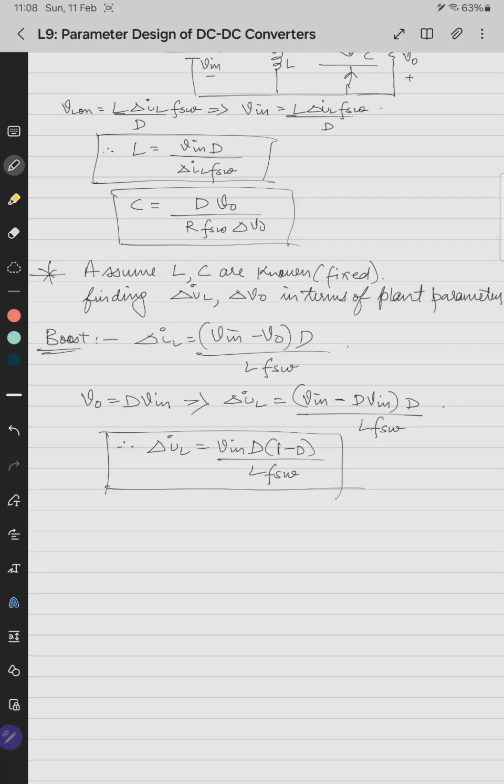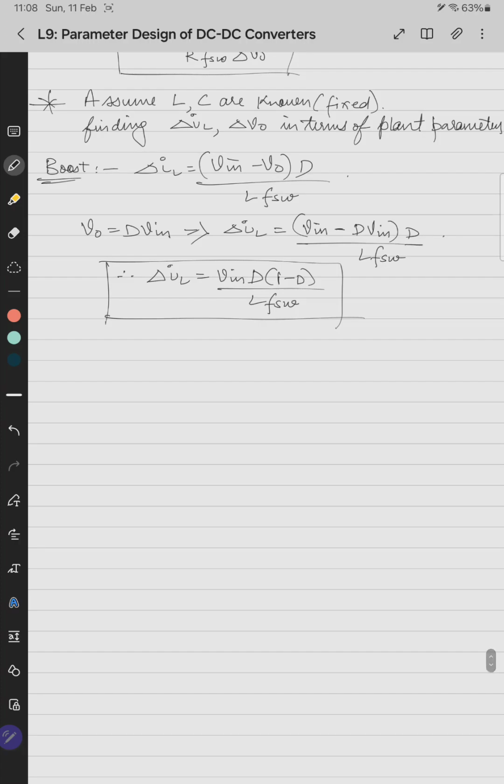So now we cannot write V naught again. This expression you can write in terms of V naught, or you can write in terms of V in. I have chosen to write in terms of V in, so it is V in into D into 1 minus D, divided by L into F switching. We assume that L and C are known, selected, and the switching frequency is constant. As I have explained in the previous lectures, we are going to apply pulse width modulation, which compares a constant modulating signal with a high switching frequency carrier signal. The carrier signal can be sawtooth or triangular with a switching frequency of F switching. So the switching frequency is fixed. It is a constant switching frequency PWM control scheme, where you can control in open loop or closed loop, that doesn't matter, but it's a PWM scheme. So F switching is fixed, and this is known to you.